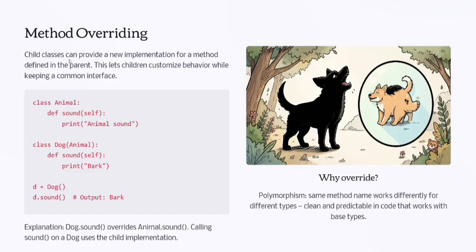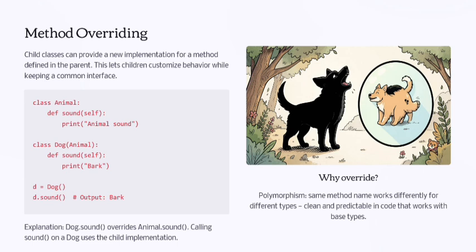Suppose we have, here you can see the example. Here dog has its own version of sound. When we create dog and call d dot sound, the output will be bark, right?